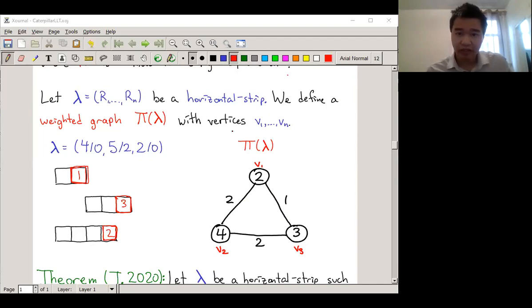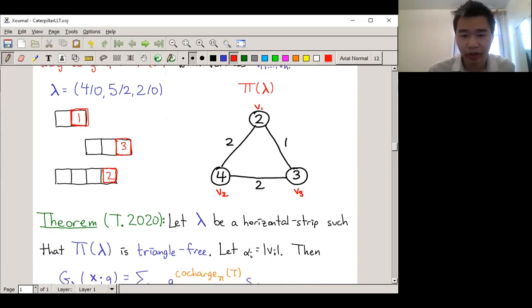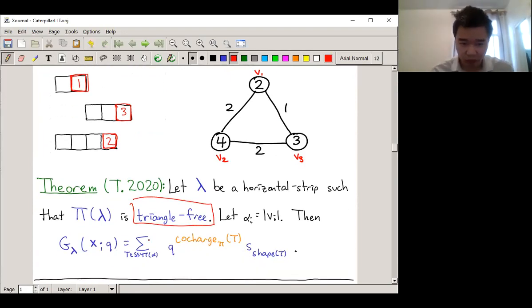So now that we have this weighted graph pi, I can state the main theorem that I came up with. If I have a tuple of rows lambda such that this weighted graph has no triangles, then I was able to define a generalization of cocharge that gives me a combinatorial Schur expansion of the LLT polynomial. Coming up, I'll tell you a bit about the methods and about what this generalization of cocharge looks like. But this is the idea. Whenever this graph has no triangles, I get the combinatorial Schur expansion.